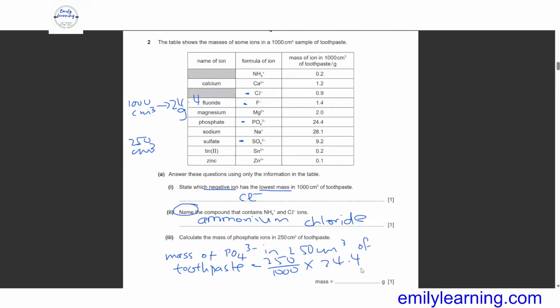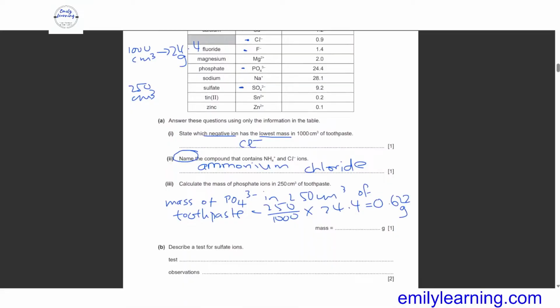So now taking this, I'll take 25.5 divided by 1000 times 24.4. This gives me a value of 0.622 grams. So the answer is 0.622, did I get it correct? Hold on. 250 divided by 1000 times 24.4 is 6.1. Sorry. Okay, it's 6.1. So the answer for this is 6.1 grams.